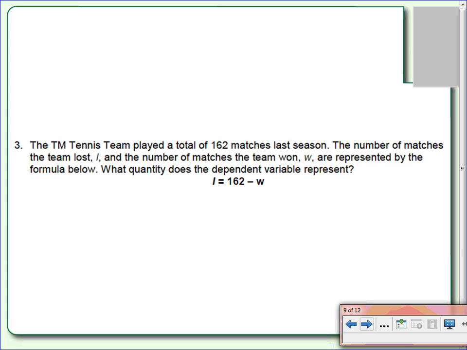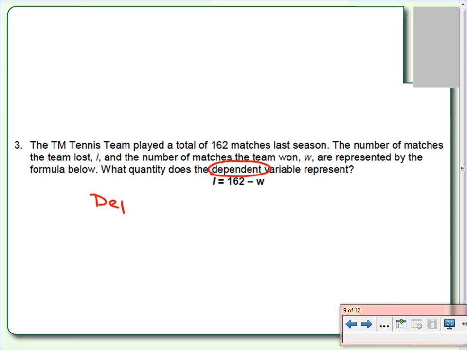Let's keep going here. Number 3, the TN tennis team played a total of 162 matches last season. The number of matches the team lost, notice here that's an L. Why are they using L? Because that's going to represent loss. And the number of matches the team won, notice we're going to use W for won, are represented by the formula below. What quantity does the dependent variable represent? So circle the word dependent. That's important. Dependent.